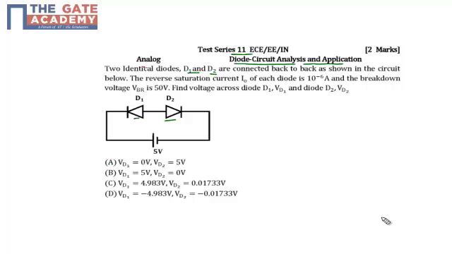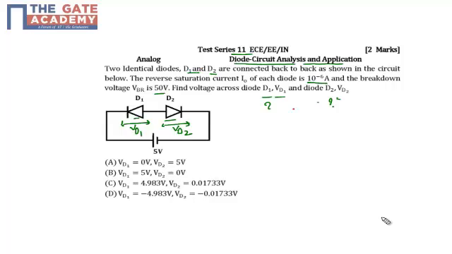The question further says that the reverse saturation current is I0 for each diode, which is equal to 10 raised to the power minus 6 ampere, and the breakdown voltage is 50 volt. The question says to find the voltage across the diode D1, defined as VD1, and across D2, defined as VD2. We need to find the values of VD1 and VD2.